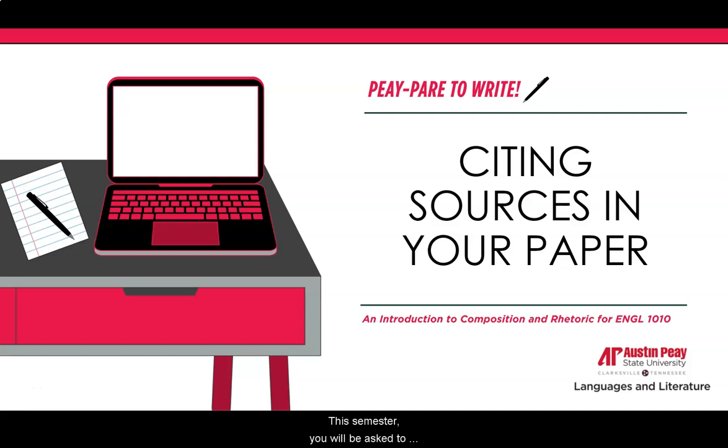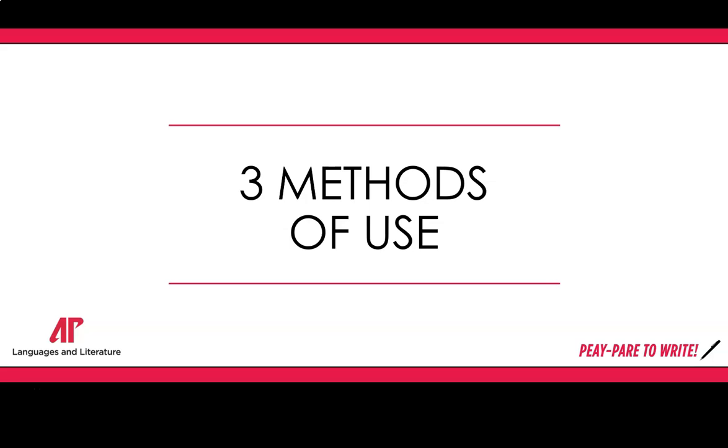This semester you will be asked to incorporate information from outside sources, such as websites, news articles, and academic journal articles, into your own work. This video lecture will explain the three major ways to use sources and how to cite them correctly as you do. There are three methods for incorporating information from sources into your paper: quoting, paraphrasing, and summarizing. Pay careful attention to when you should use each method.